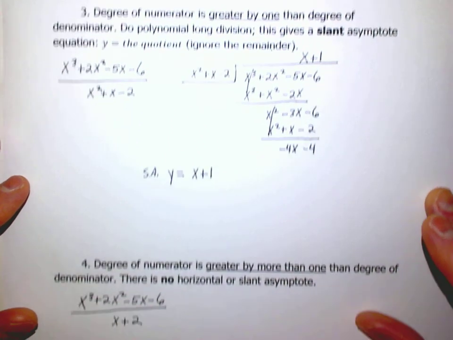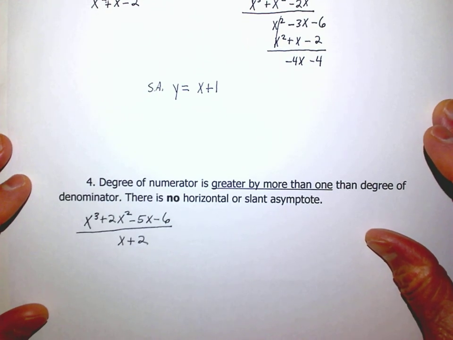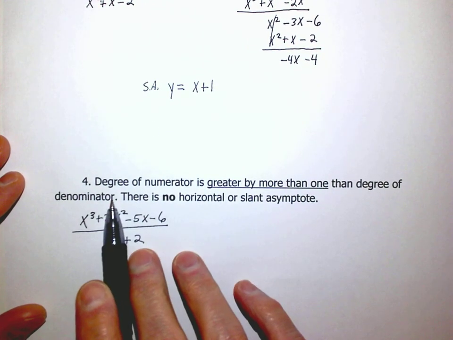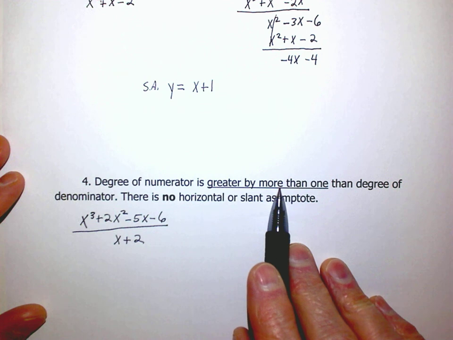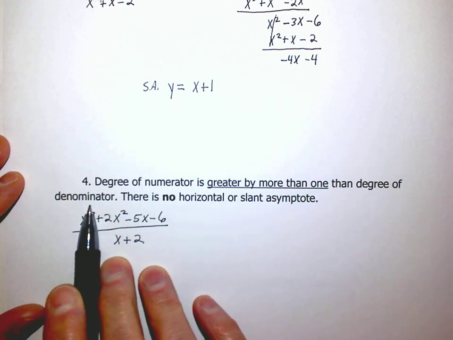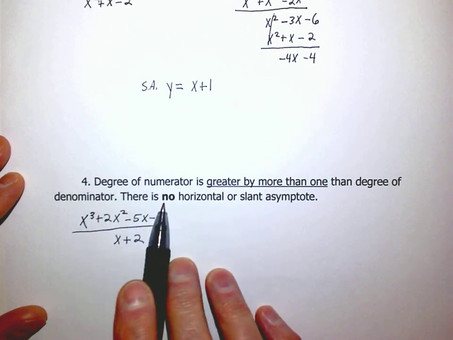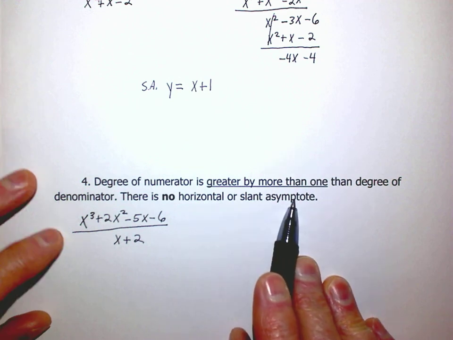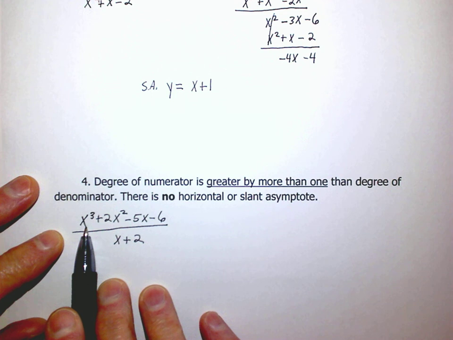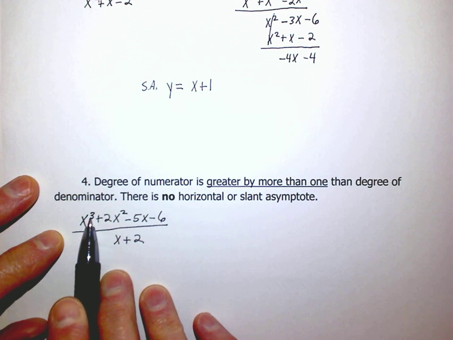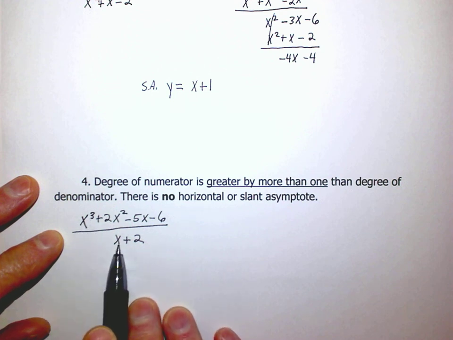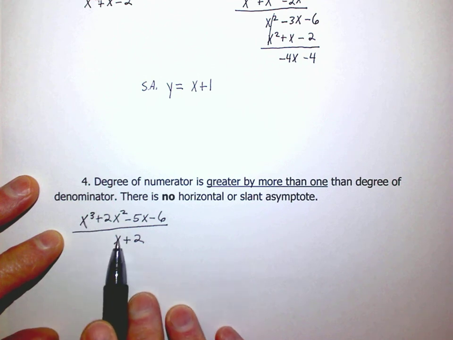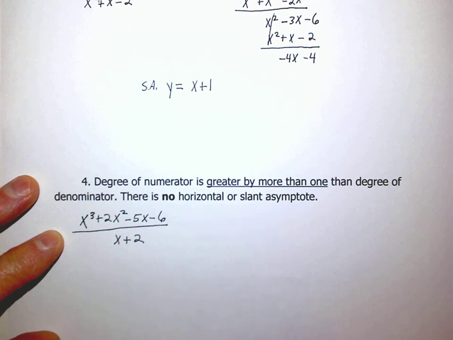And our last possibility is if the degree of the numerator is greater by more than 1 than the degree of the denominator. In this case, there is no horizontal or slant asymptote. So in this case, we have the degree of the numerator is 3. The degree of the denominator is 1. There's a difference of 2. So there is no horizontal or slant asymptote in that case.